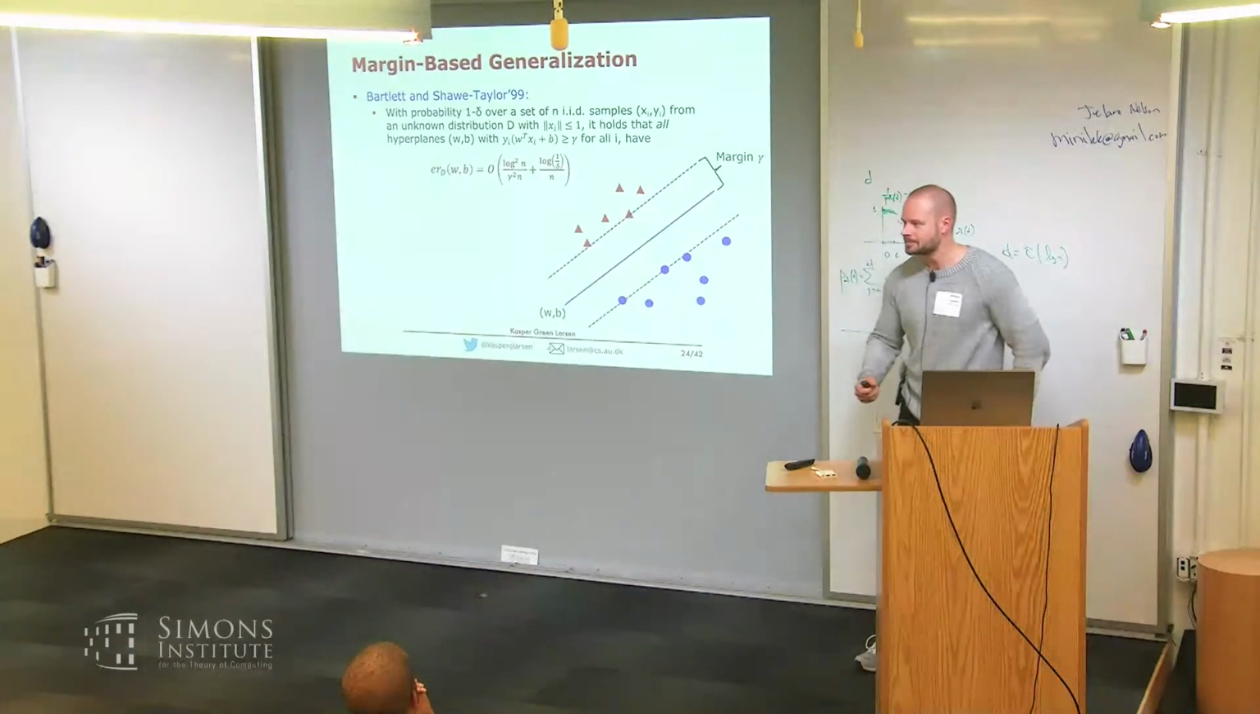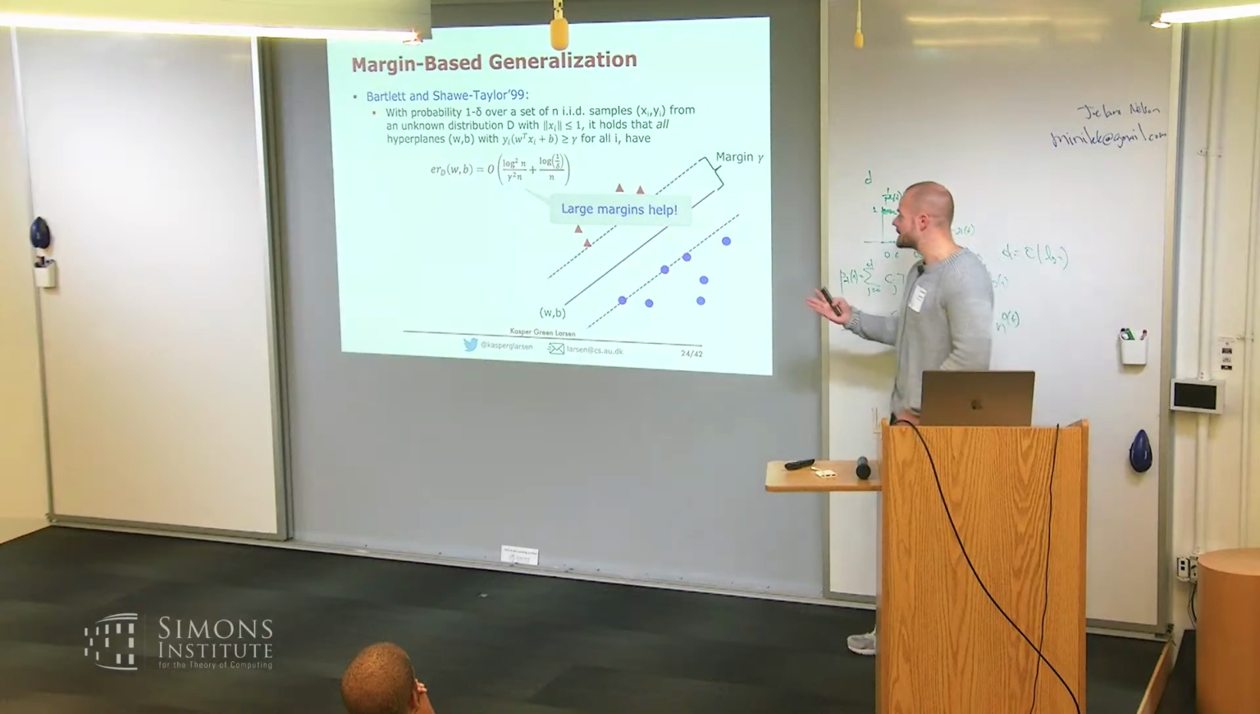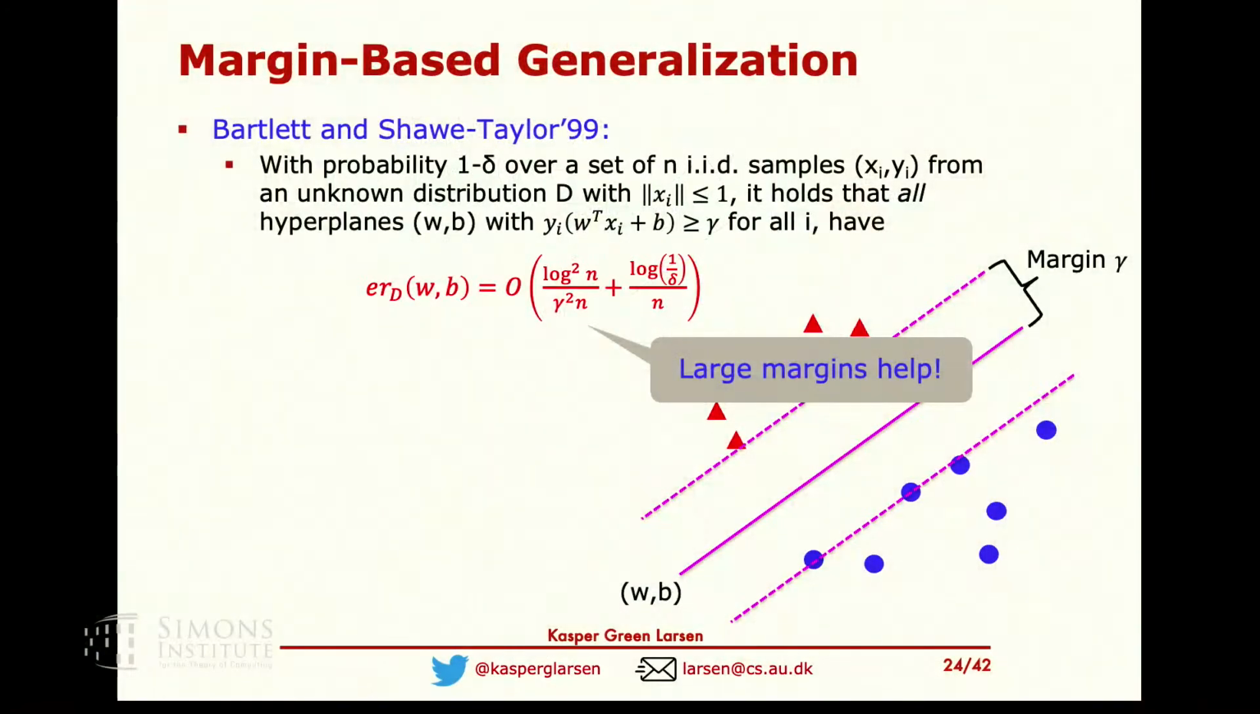That's the idea. Okay. So I guess the bound is saying that large margins help, because the larger this gamma is, the less data you need to make accurate predictions. So this, I guess, is a theoretical justification for why it makes sense to look at the margins.